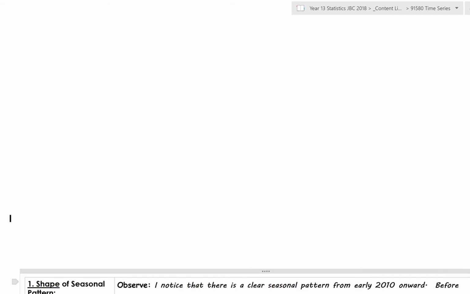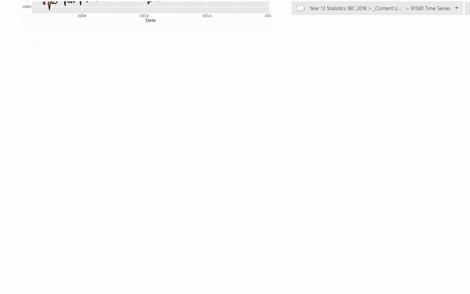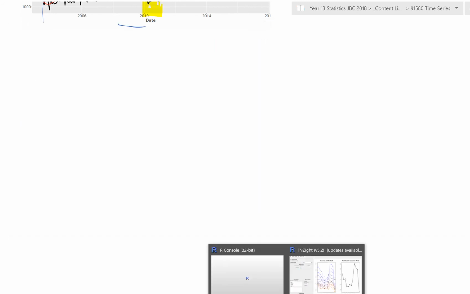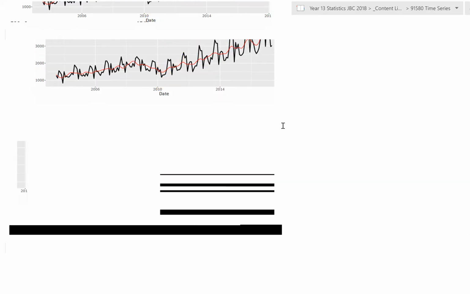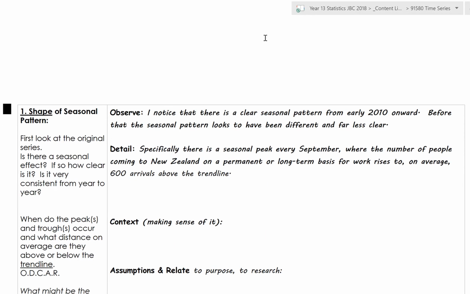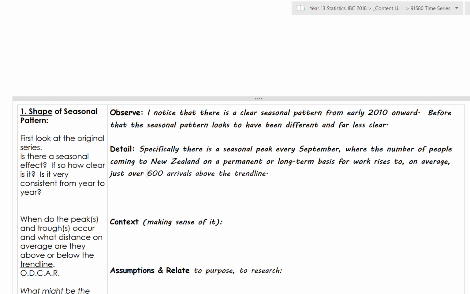And just being a bit more specific, whoops, my graph's kind of disappeared. Go back to Insight. Being a bit more specific, we see it's over 600, isn't it? Just over 600. So I should say, to an average, just over 600.